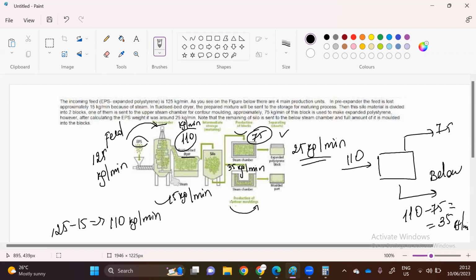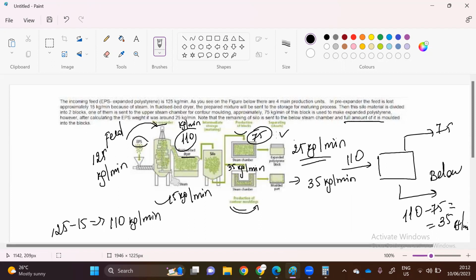It's going to the below steam chamber, and the molded part will be the full amount of it, 35 kilogram per minute, because in the question it said that the remaining of the silo is sent to the below steam chamber and the full amount of it is molded into the blocks. Okay. I believe we are done with the calculations. All the numbers, all the variables are known. Now we can solve the problem.